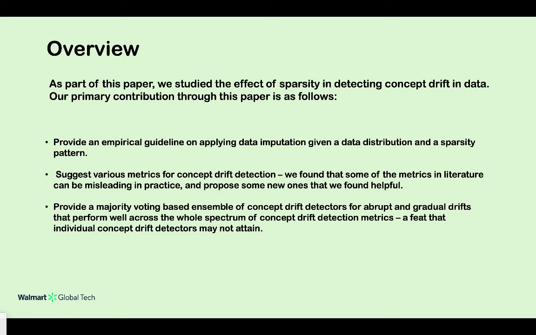Number one, provide an empirical guideline on applying data imputation given a data distribution and a sparsity pattern. Number two, suggest various metrics for concept drift detection. We found that some of these metrics in literature can be misleading in practice, and propose some new ones that we found helpful. Number three, provide a majority voting based ensemble of concept drift detectors for abrupt and gradual drifts that perform well across the whole spectrum of concept drift detection metrics, a feat that individual concept drift detectors may not attain.